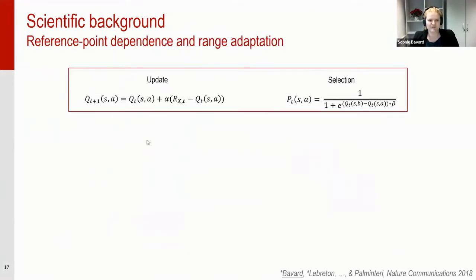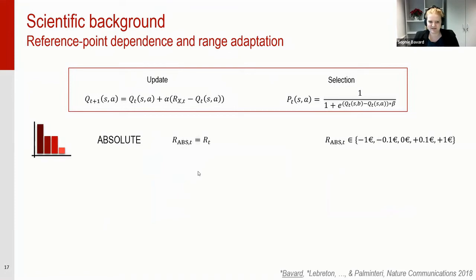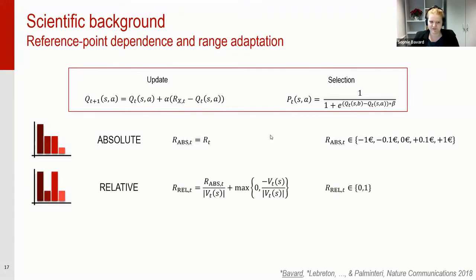All of our models use the same update rule and the same selection rule. So the difference lies in the encoding of the reward, as I said before. The absolute model encodes rewards as they are seen, so they can take all of these different values, either negative or positive, and big amount or small amount, small magnitude. The relative model uses reference point dependence and range adaptation to normalize the reward. So this model has an additional value for the context in which the options are, so that it can recognize if the reward is good or bad in its own context.